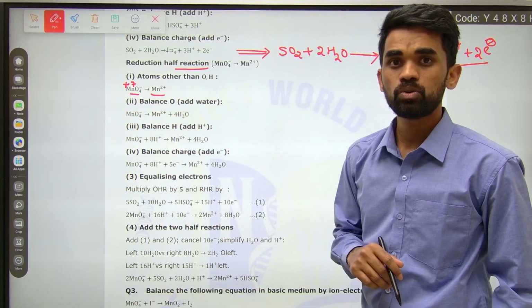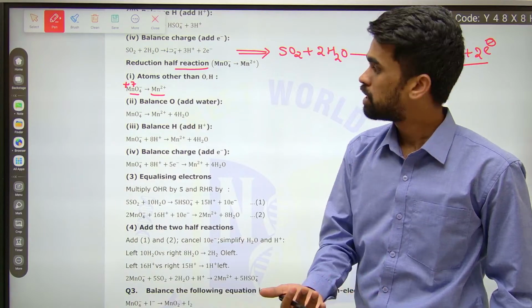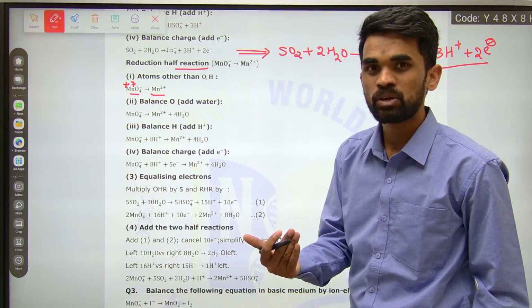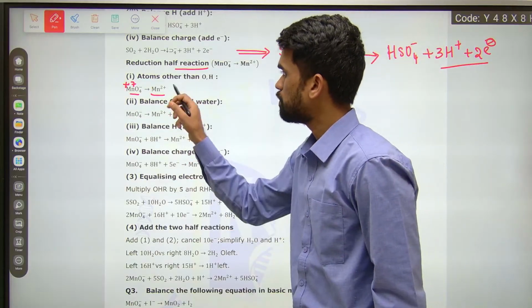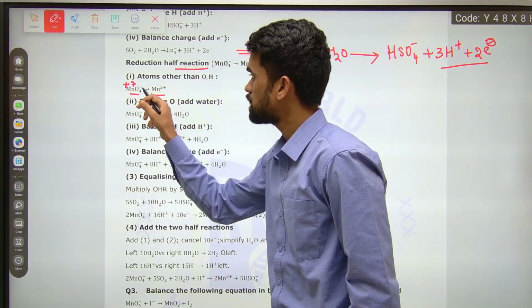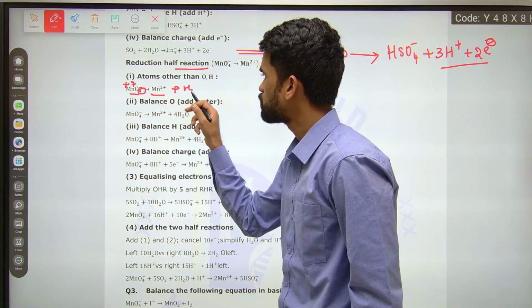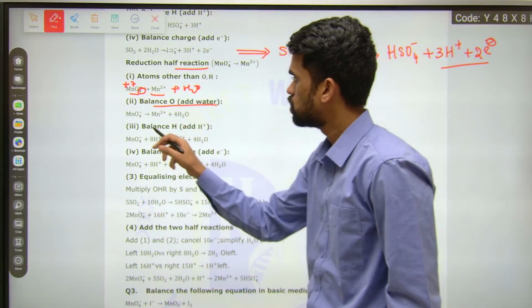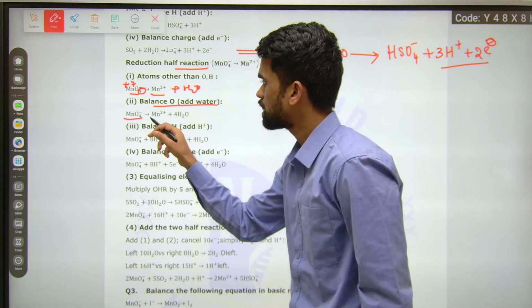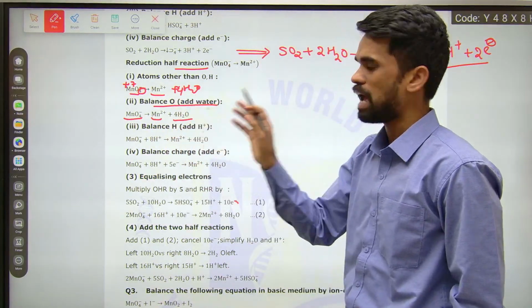So what we need to do? We need to balance oxygens by adding water molecules. Now where do we need to add water molecules? To the deficient side. Where is it deficient? Product side. So how many deficiency in oxygen? There are 4 oxygens in the reactant side, so you add 4 H2O at the product side. So we got, balance oxygen atoms by adding H2O: MnO4 minus giving rise to Mn plus 2 plus 4H2O. Yes, 4H2O is added. That's it.